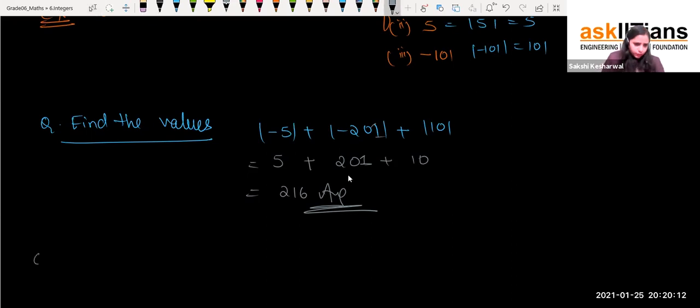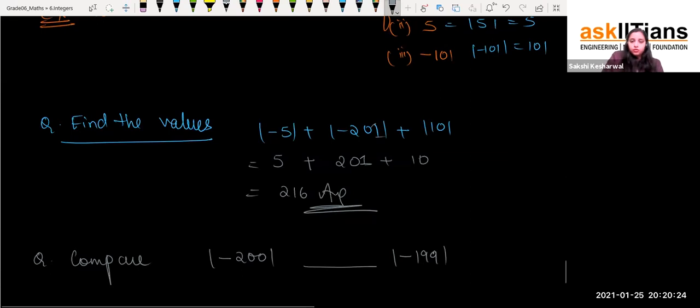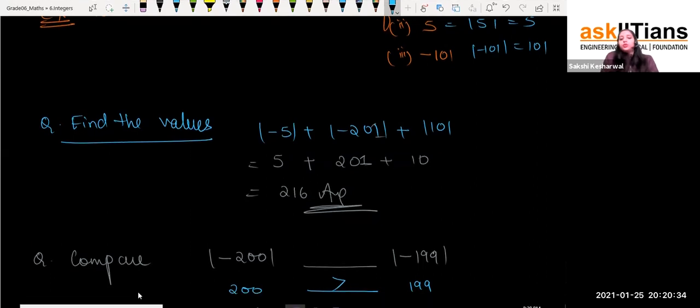Okay, if I give you one more question, compare modulus of 200 and modulus of 199. Which one is greater? This is a nice question. Can you see that? Modulus of this will be 200 and this will be 199. So 100% this is greater. So you don't have to solve. Absolute values are always positive.